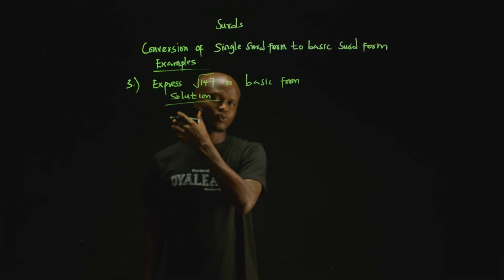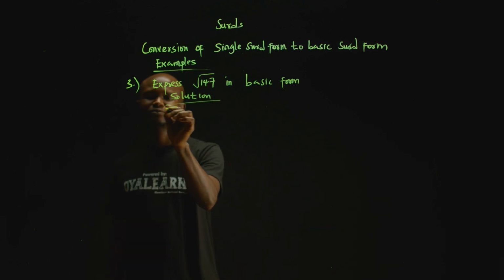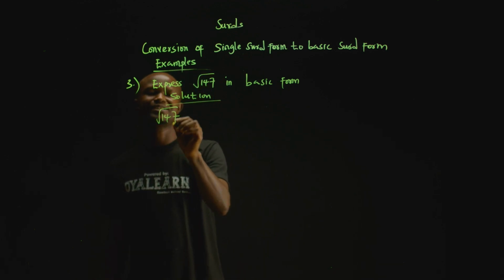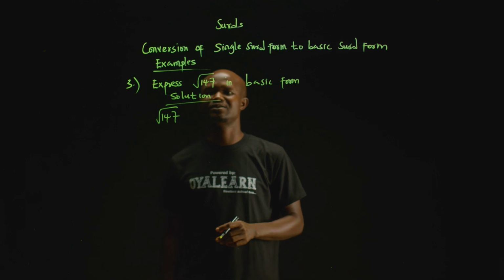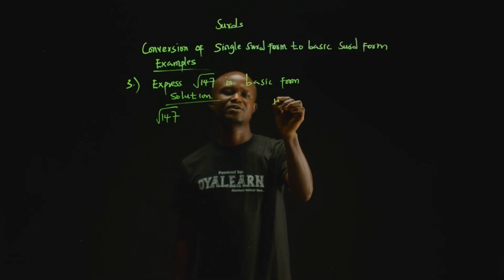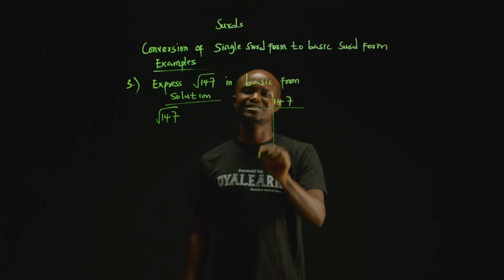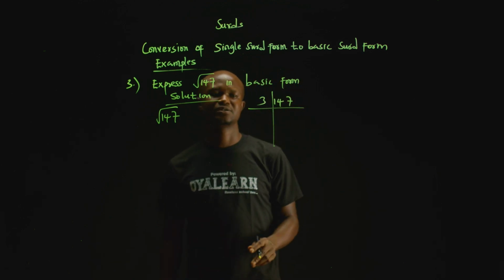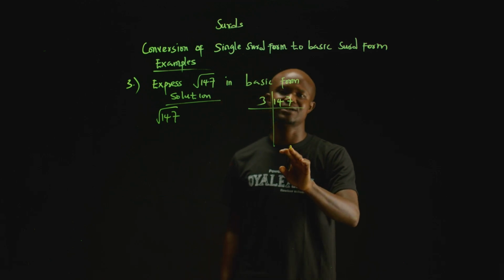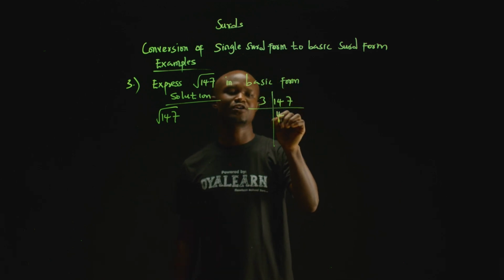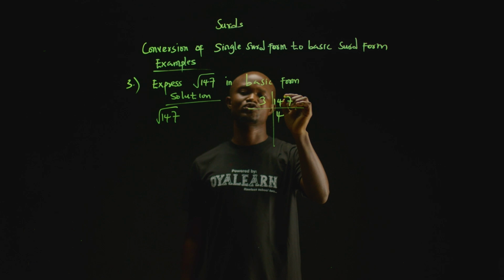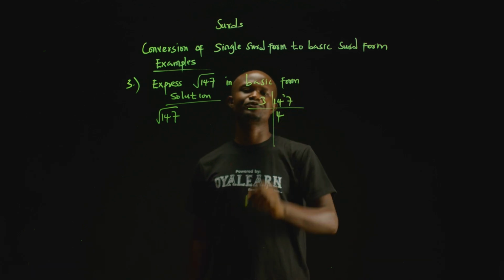Now we have 147. What will be the highest perfect square number in 147? Looking at 147, the number that will go in 147, we can have 3. Now, 14 divided by 3, how many will you see? That is 4, so we have remainder 2. Then we'll put the 2 in front of this 7.